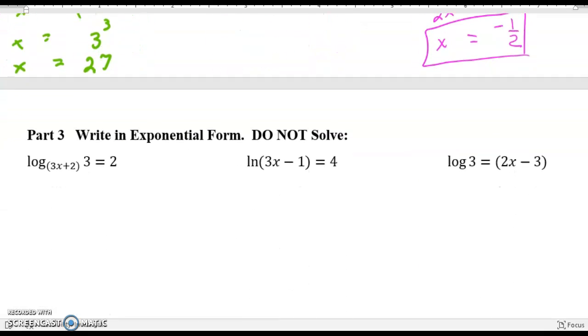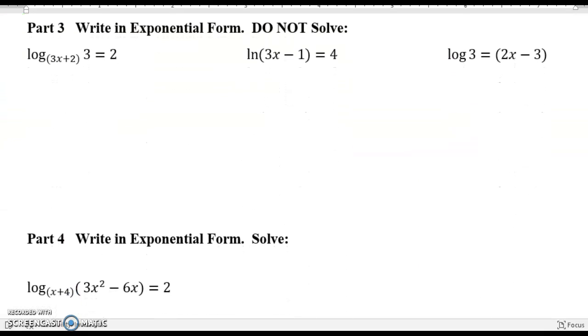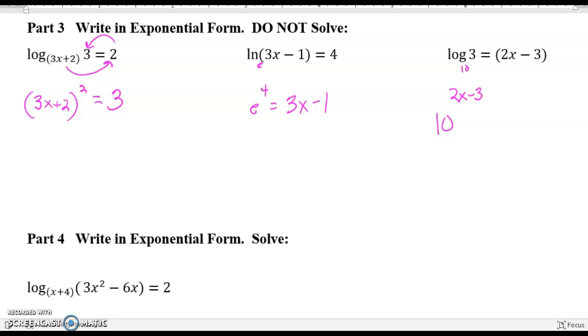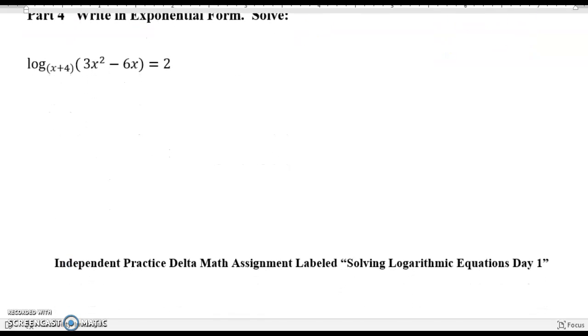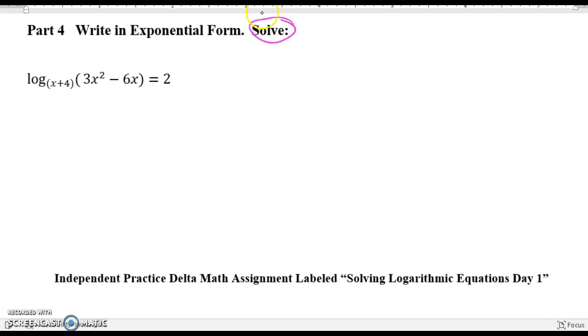All right, the next problem, it says don't solve this, just write it in exponent form. We'd have 3x plus 2 squared equals 3. E to the 4th equals 3x minus 1. And when there is no base, it's an automatic understood base 10. 10 to the 2x minus 3 power is equal to 3. Okay, so that kind of sets us up for this last example where we are going to solve.